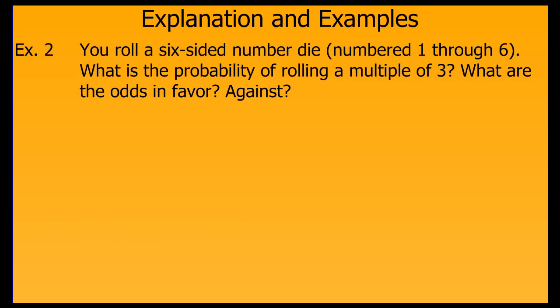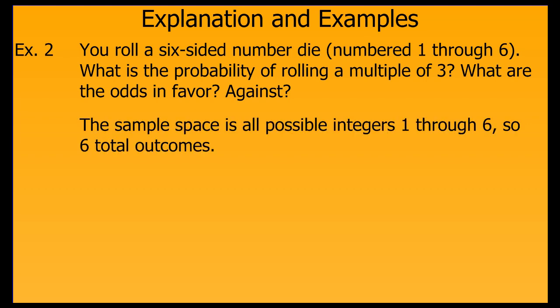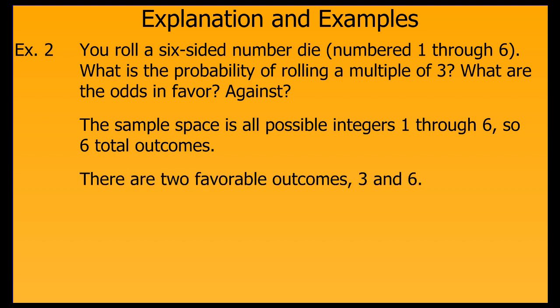Let's look at another example. Say you roll a 6-sided die numbered 1 through 6. What is the probability of rolling a multiple of 3? What are the odds in favor of that? Against that? In this case, the sample space is all possible integers 1 through 6, so 6 total outcomes. There are two favorable outcomes, 3 and 6. So the probability is 2/6, or we could reduce that to 1/3.